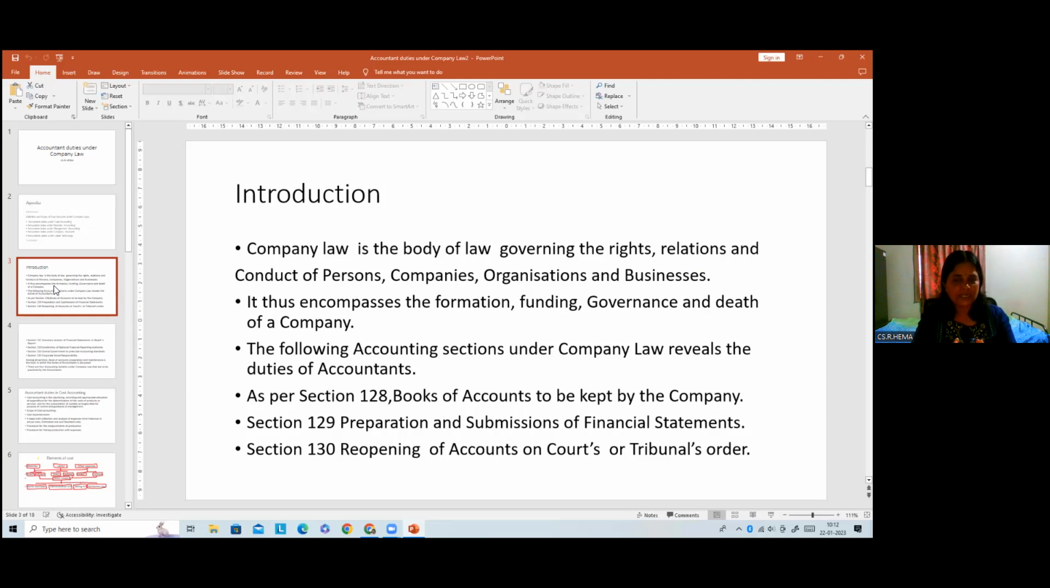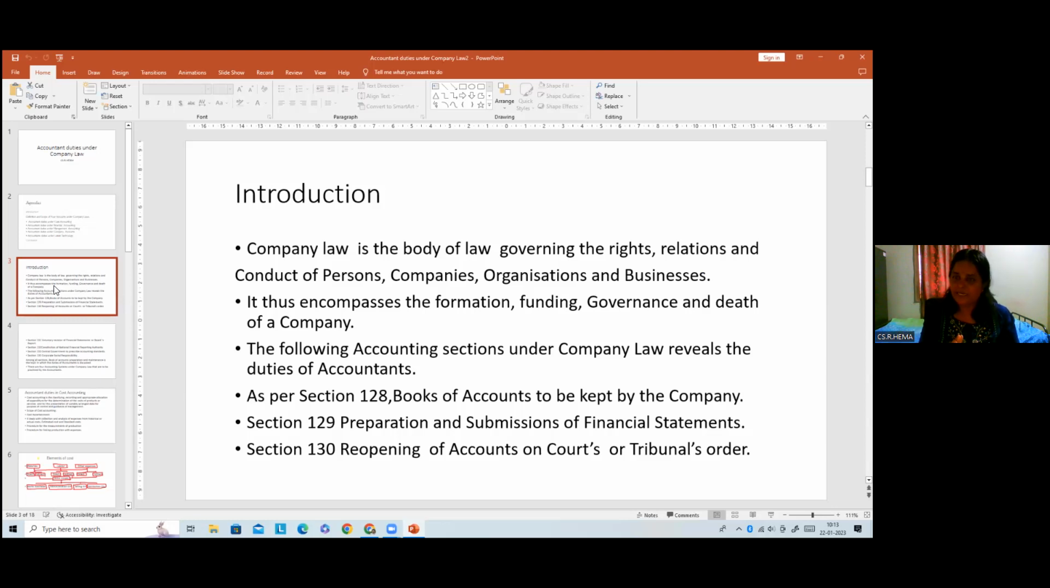As per section 128, books of accounts are to be kept by the company. That is, section 128 mandates that a company coming under the Companies Act 2013 has to keep the books of accounts in a periodical way. They'll register one office, which will be the registered office. They'll have branches. All the accounts of the registered office and the branch offices should be kept in the registered office and maintained periodically. They should be kept for inspection by the members of the company. I will explain about the members of the company later.